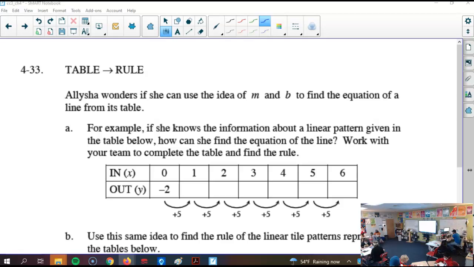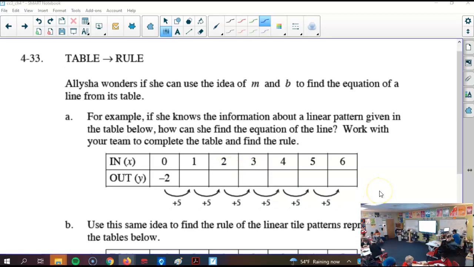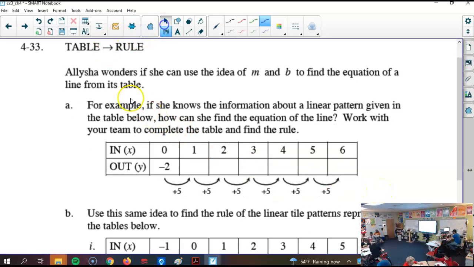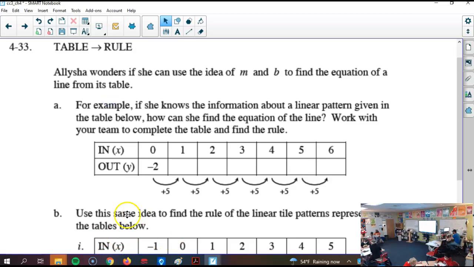What problem do you want us to do? Do the whole thing, up to 35. Anyone need more time for 33A, or can we go over it? Anyone need more time for 33A? All right, time for random cards.